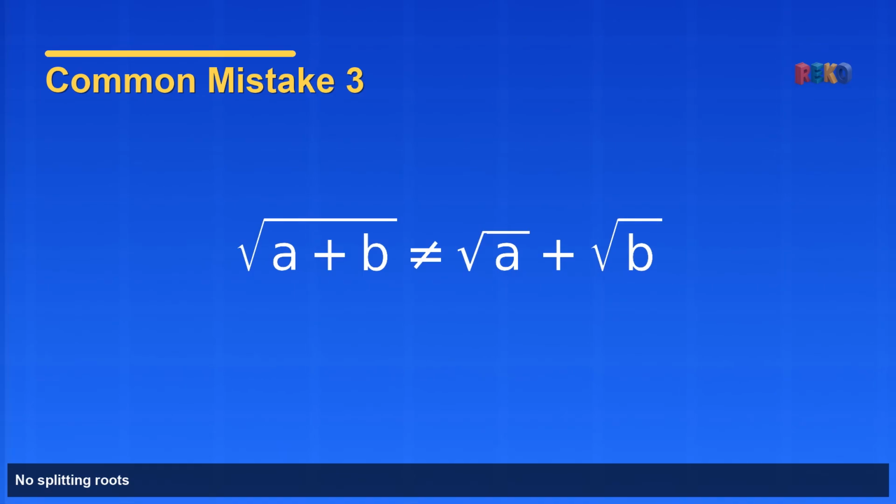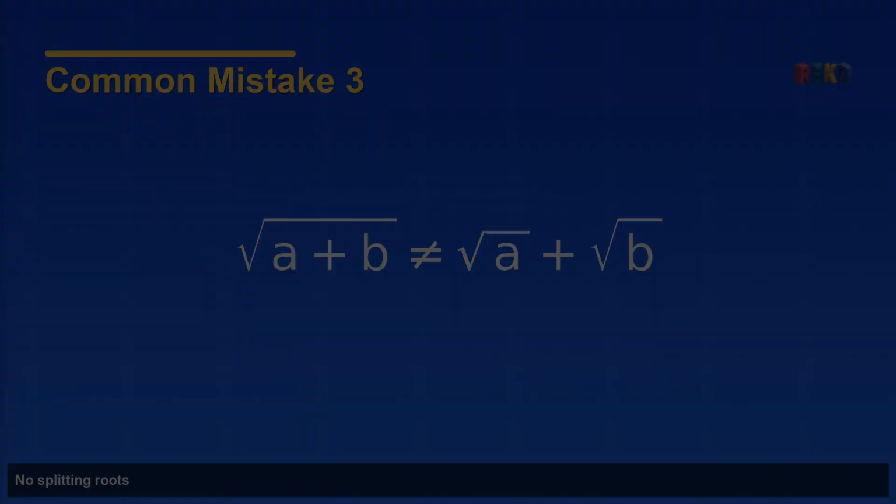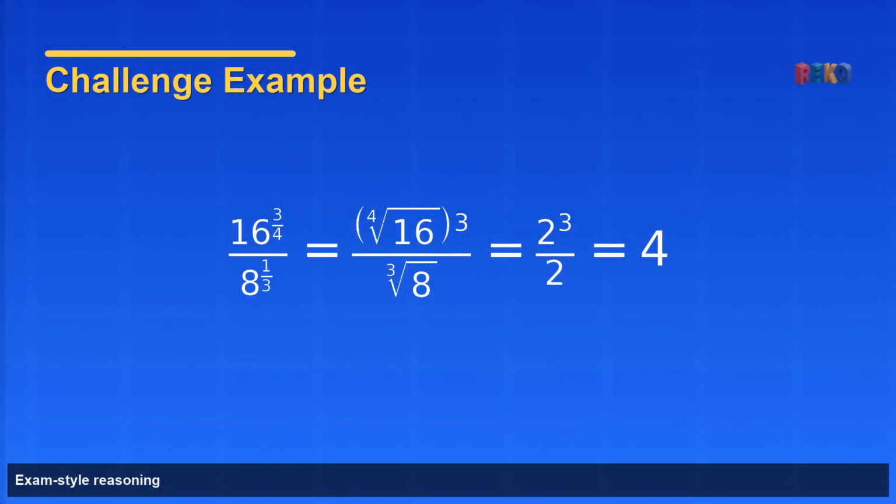You cannot split a root across addition or subtraction. The square root of a plus b is not the sum of individual roots. Let's test your understanding. 16 to the 3/4 divided by 8 to the 1/3 equals 4. We converted to roots of 2 to make it easier.